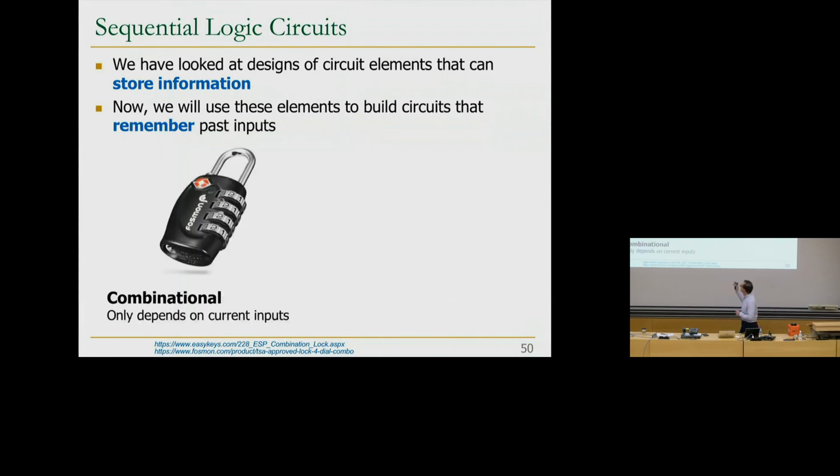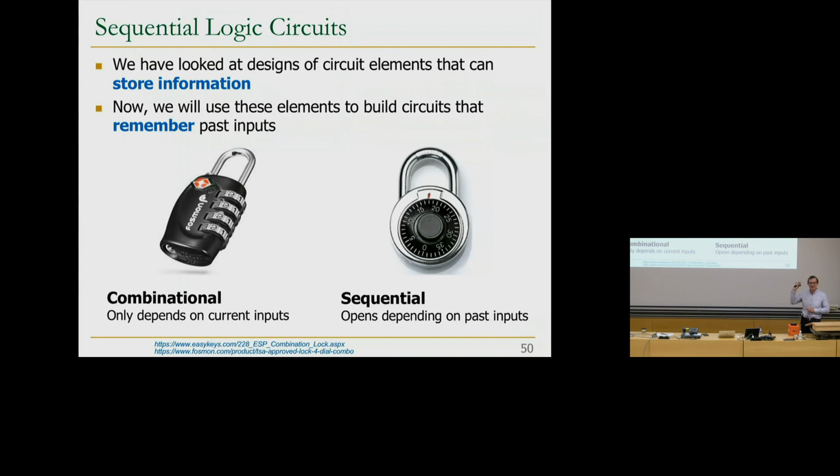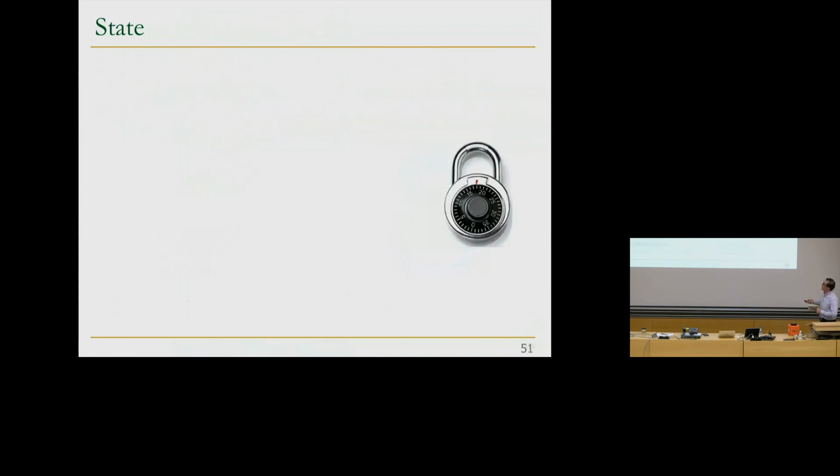So if you think about combinational, this is a combinational lock, right? Many of you have used it probably. How many people have used this sort of lock? Okay, that's good. The output depends only on the current inputs, right? This doesn't remember things. How many of you use the lock like this? Okay, that's good. And this is a sequential lock, right? Basically, this opens depending on past inputs.